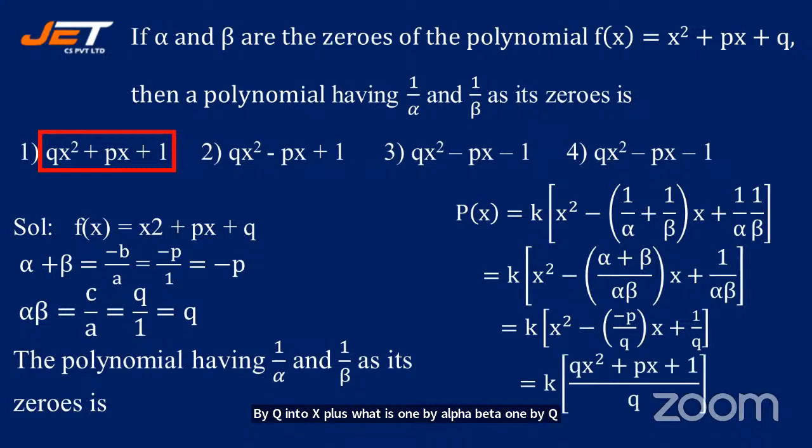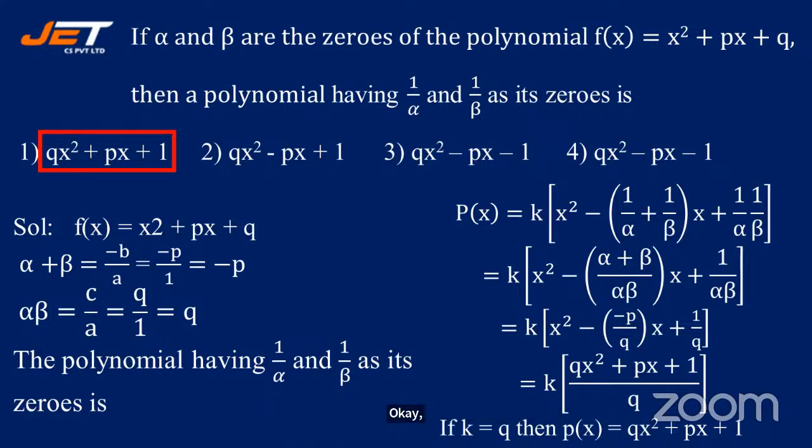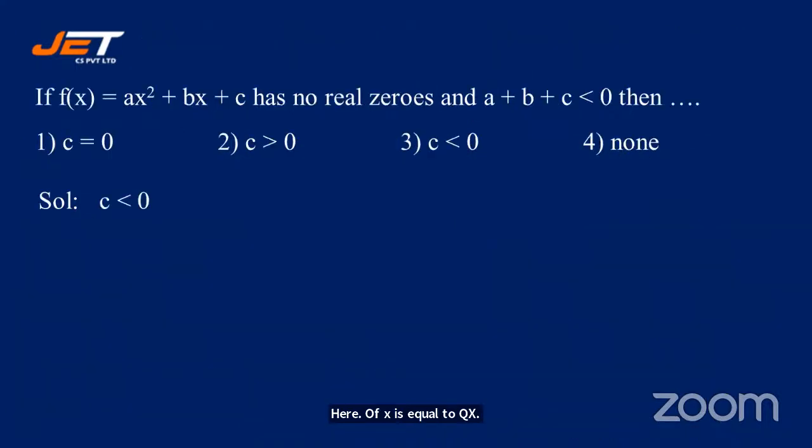Now finally take LCM, you get k into qx square plus px plus 1. So here k is q, right? We are assuming as usual k is 1. So k is q here. Therefore, p of x is equal to qx square plus px plus 1. With this understanding, let's move on to the next question.